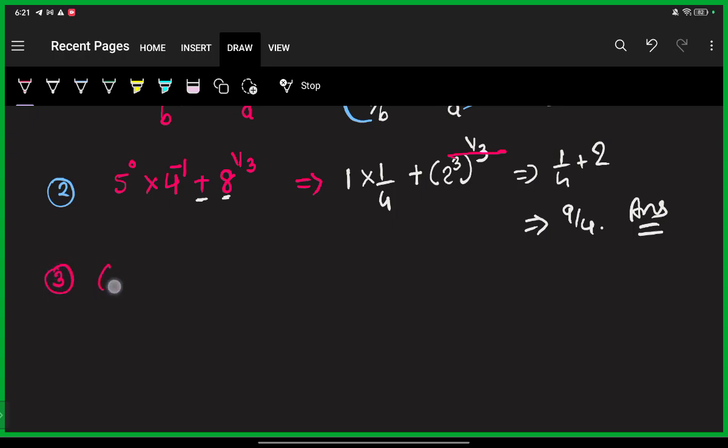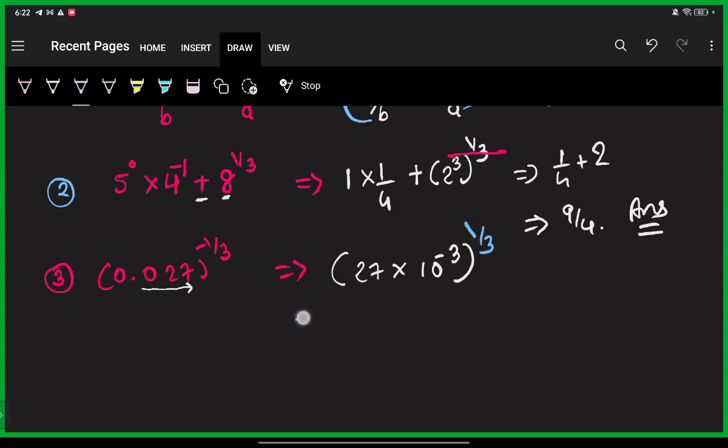Try this one. 0.027 raised to minus 1 by 3. You can write down later on, okay? First, tell me what to do in this case. So first, we can write this as 27 into 10 raised to minus 3. Very good. Why minus 3? Because after this point, there are 3 terms, right? That's why 10 raised to minus 3. Yes, sir. Raised to 1 by 3.